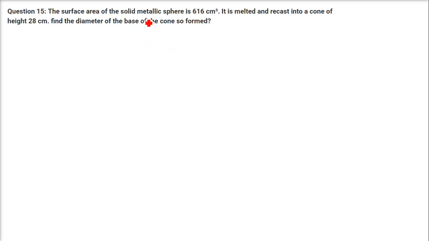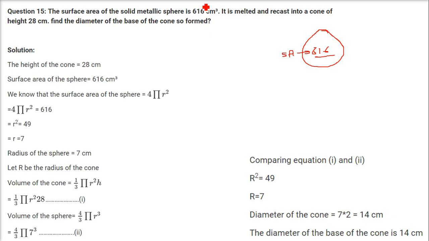The surface area of a solid metallic sphere is 616. So we have a solid metallic sphere, and 616 is the surface area, in centimeter cube. Since it is a surface area, it cannot be in cubic units, so it has to be centimeter square. It is melted and recast into a cone of height 28 centimeter. Find the diameter of the base of the cone.